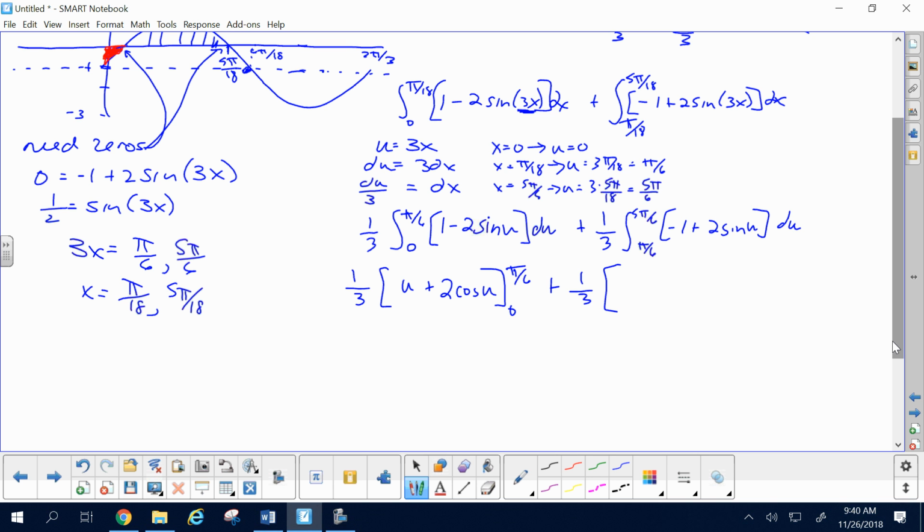1/3. Antiderivative of the next. Negative 1's antiderivative is negative u. And is this plus 2 cosine u or minus 2 cosine u? Minus 2 cosine u from pi over 6 to 5 pi over 6.